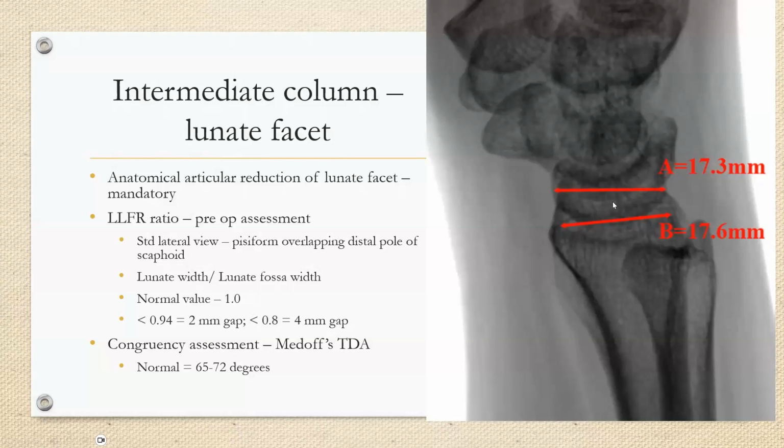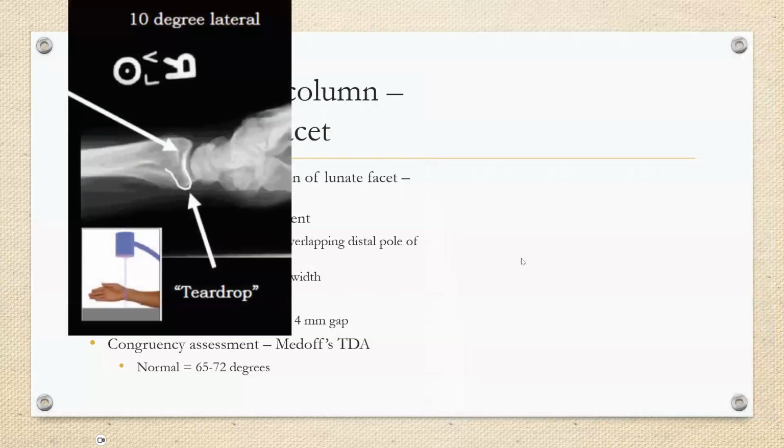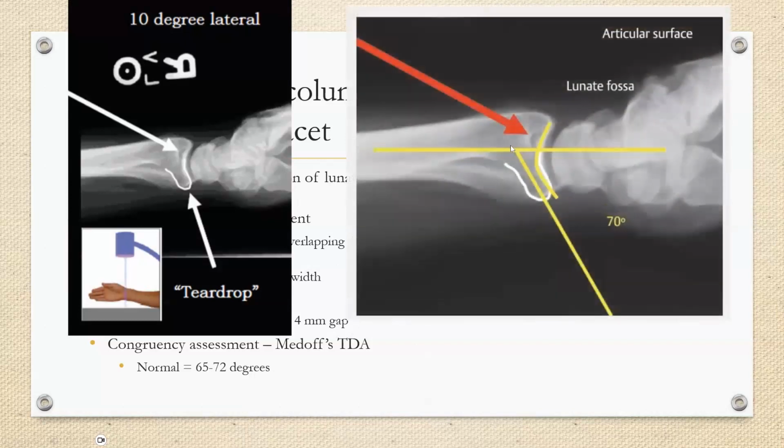We should make sure the congruence is similar. That is, the ratio of the lunate width to the width of the lunate fossa is around 1. If there is a decrease, that is, if the lunate fossa is wider, if it is less than 0.94, it implies up to a 2 mm gap, and if it is much lesser, that implies the articular reduction is not adequate. Another point to be noticed is the teardrop angle, which is taken on a 10-degree lateral view. We want to check the angle it makes with the distal radius axis, which again is a guide intraoperatively to check our adequate reduction.